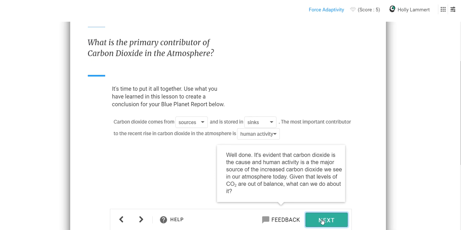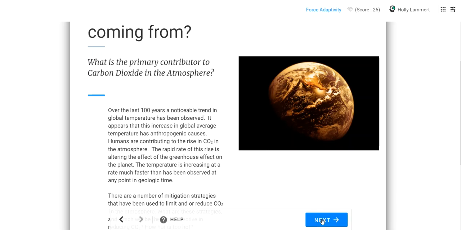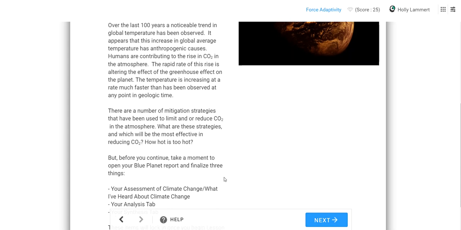Given that levels of CO2 are out of balance, what can we do about it? Over the last 100 years, a noticeable trend in global temperatures has been observed. It appears that this increase in global average temperatures has anthropogenic causes. Humans are contributing to the rise in CO2 in the atmosphere. The rapid rate of this rise is altering the effect of the greenhouse effect on the planet.